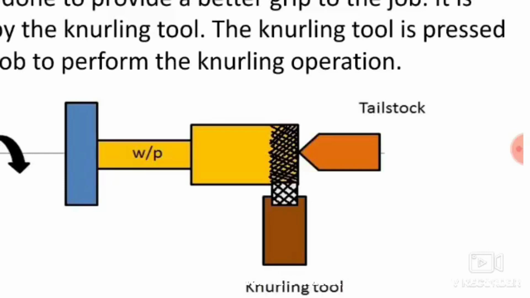The knurling tool is pressed over the surface of the workpiece to produce a pattern, and that pattern is useful for proper grip. Here you can see a knurling tool pressed over the workpiece, and due to that, whatever pattern is present on the knurling tool, we can transfer to the workpiece. The same pattern we will get over the surface of the workpiece. That is known as knurling operation, and knurling is done for the proper grip of the workpiece.